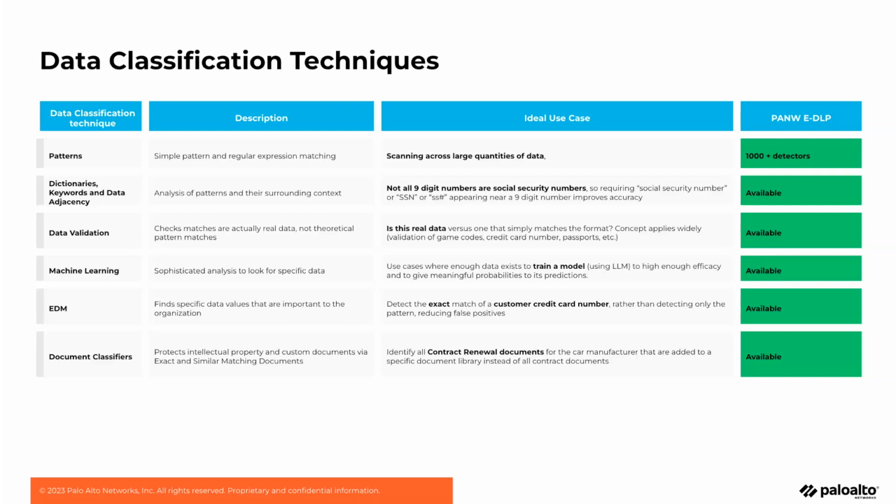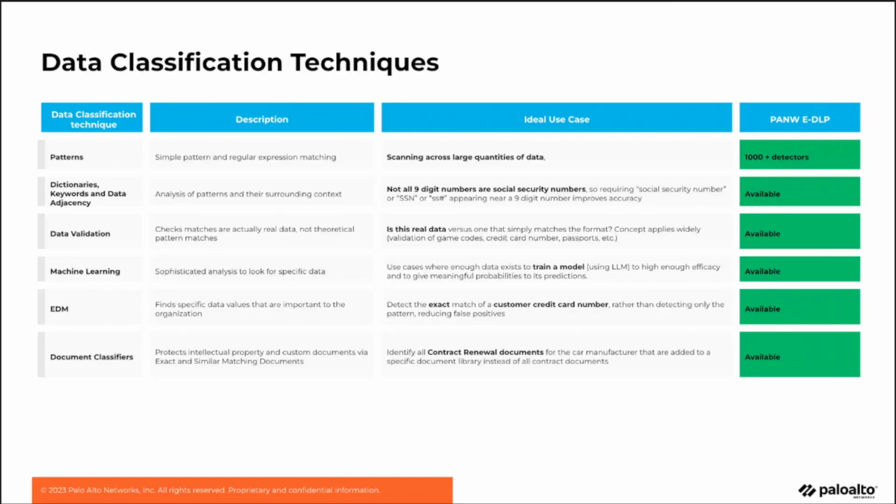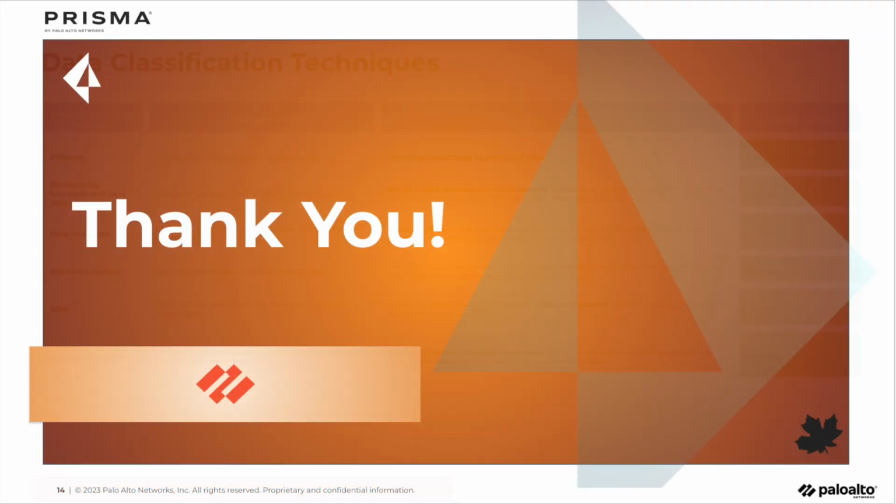And then last but not least are document classifiers. These are where we can do fingerprinting techniques and look for either exact matches or in some cases partial matches, but they're very close to the exact match itself. And so, some examples like renewal documents, forms, financial projection documents, and so on and so forth. So a good recap of all the things that are available out of the box today.